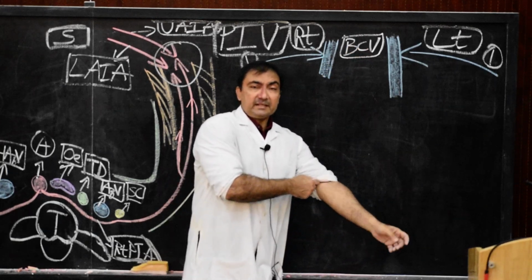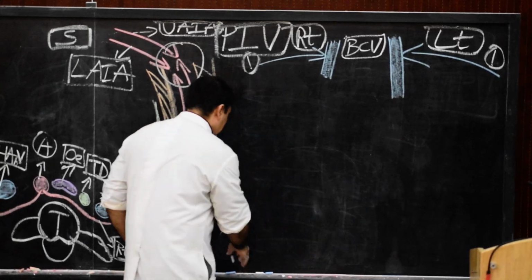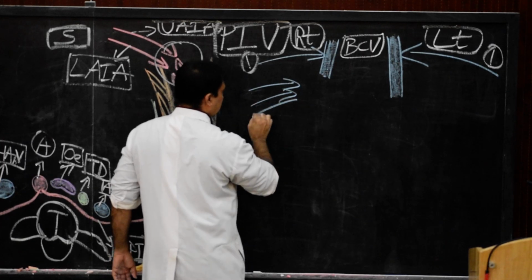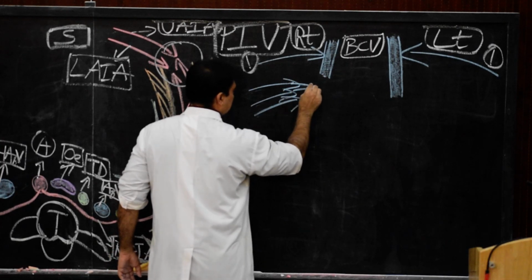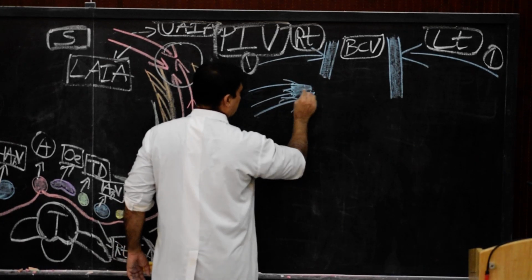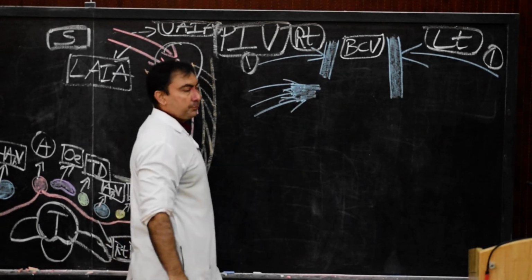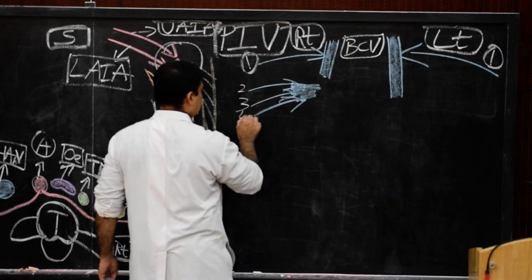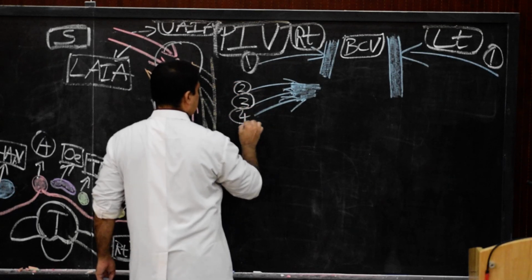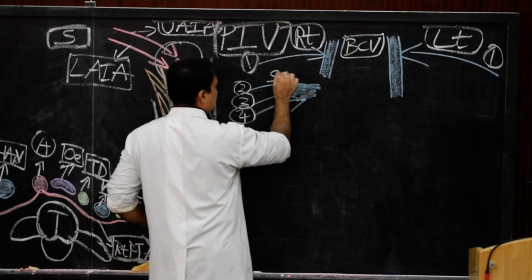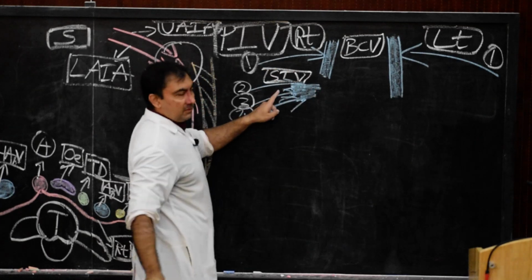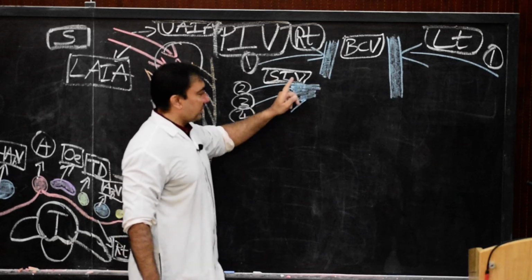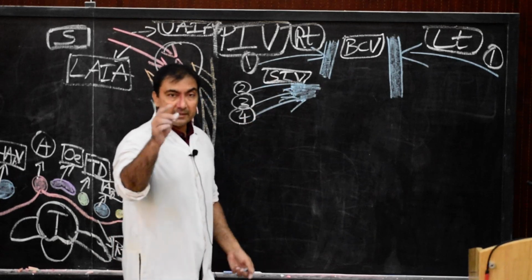Now, on the right side, the second, third and fourth posterior intercostal veins will join together and form the right superior intercostal vein. So therefore 2, 3 and 4 on the right side join and form the superior intercostal vein, which will drain into the arch of azygous vein.